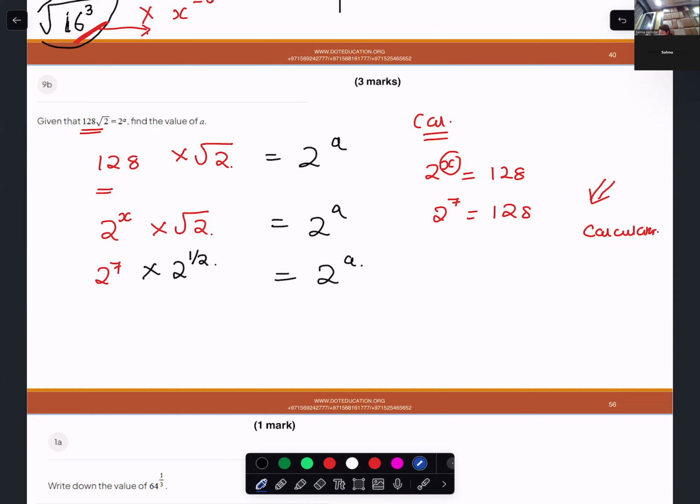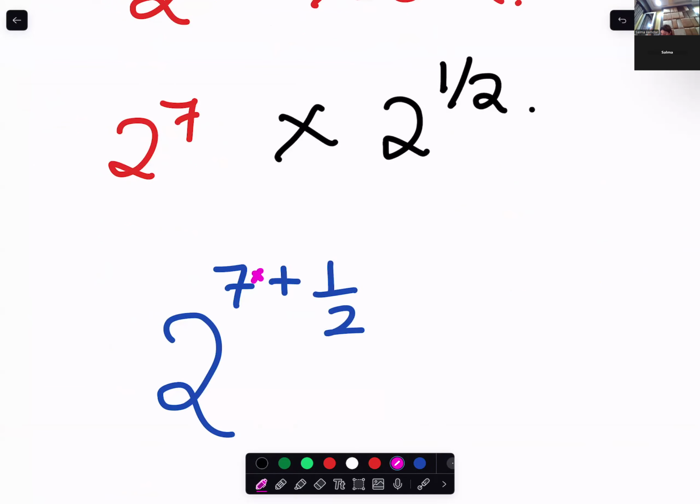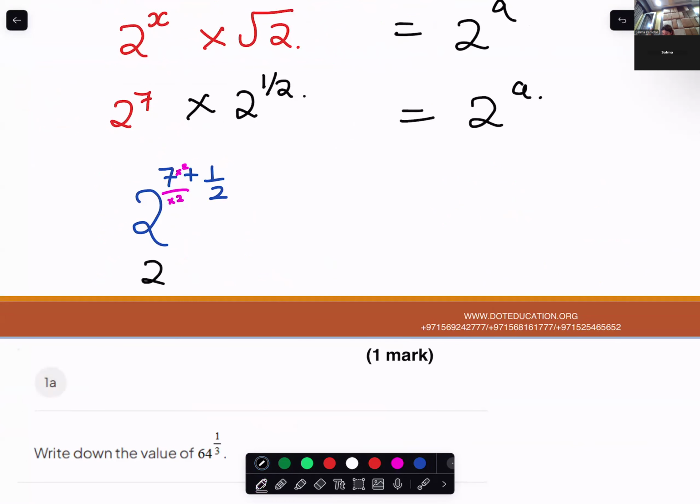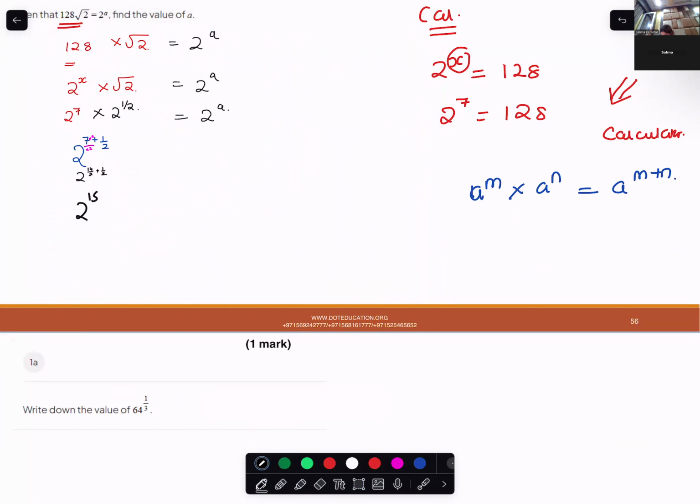Now I will apply my law of indices which says a raised to m into a raised to n is going to give you a raised to m plus n. So this will become 2 raised to 7 plus 1 by 2. I will multiply this by 2 into 2. So this will become 14 plus 1 over 2, 2 raised to 15 by 2.